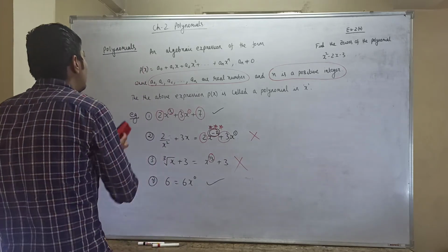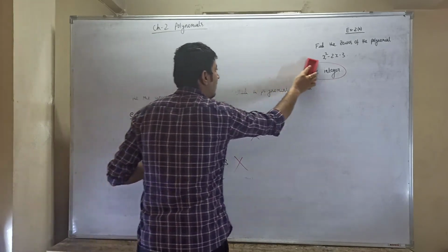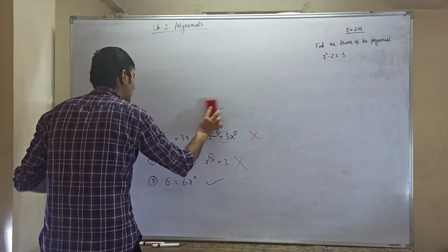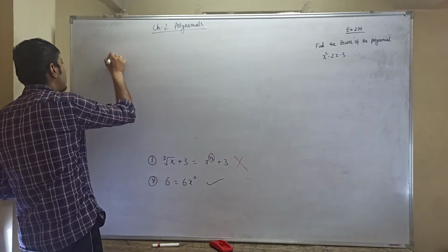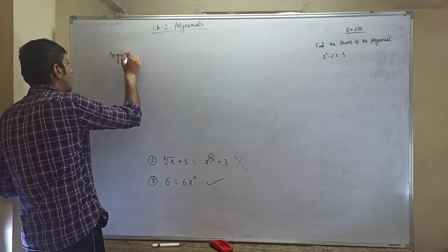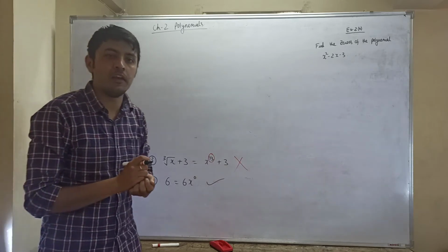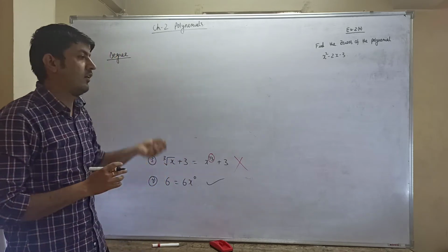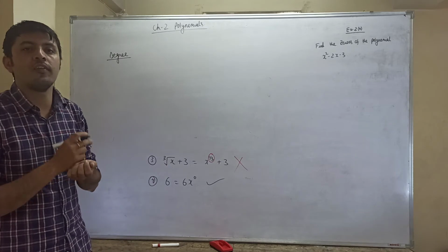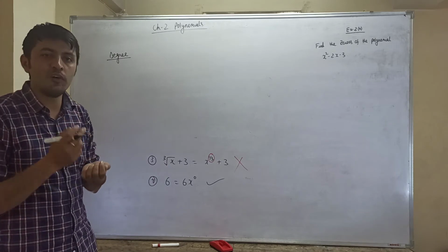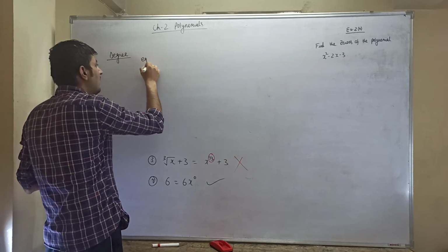Let us move to the second part relative to the degree. How to find out the degree of the polynomial. What do you mean by degree? Let me just tell you the definition. The highest power of x in the polynomial is called your degree. The highest power of x. So let us see one example.